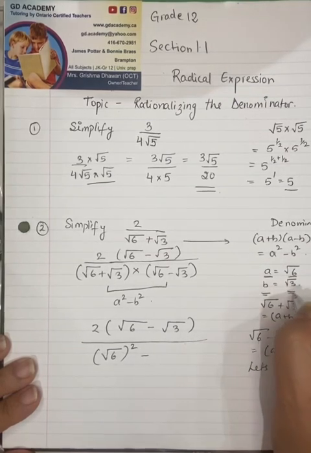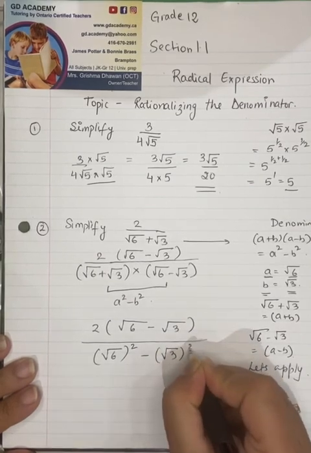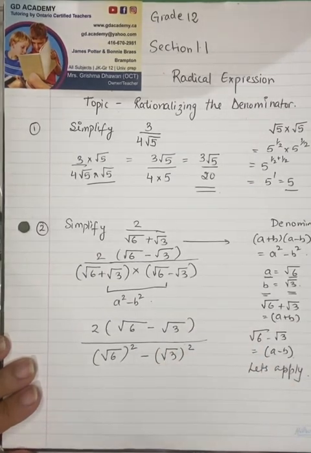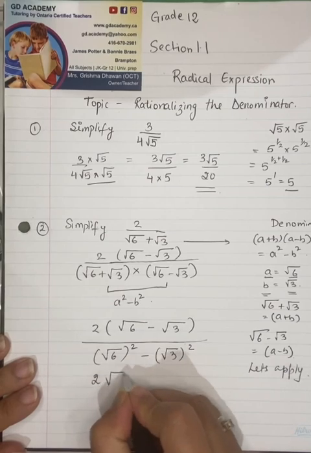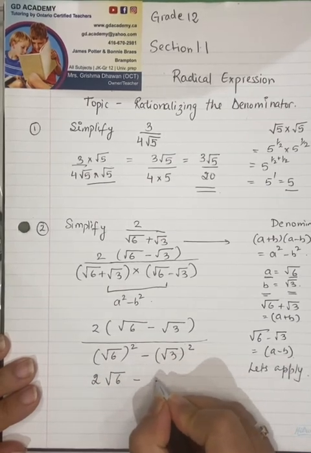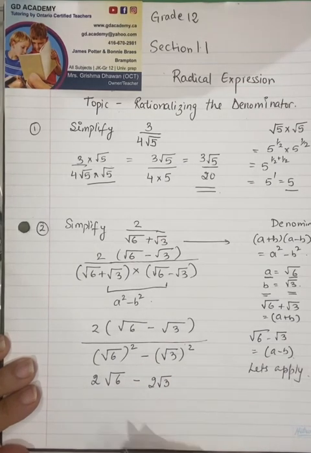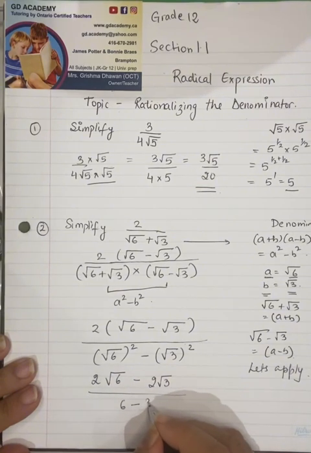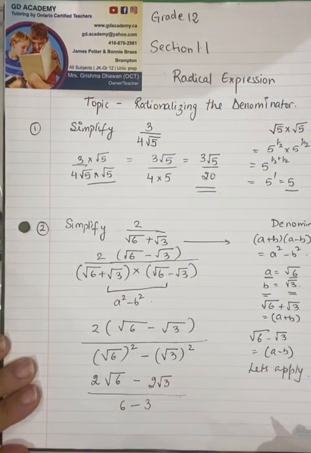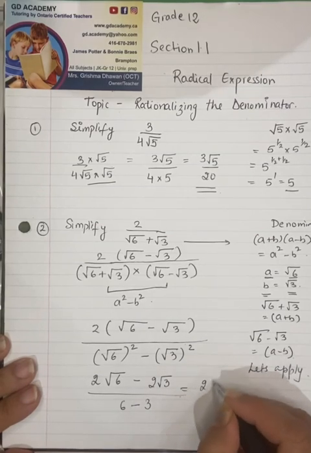As you can see in the corner, a is root 6 and b is root 3. So now when we square it, we know when we square a root, it again means the same. You multiply the same root once again and you get the whole number. So numerator, when we open the bracket, is 2 root 6 minus 2 root 3, and denominator root 6 into root 6 is 6, root 3 into root 3 is 3. So denominator becomes 6 minus 3.